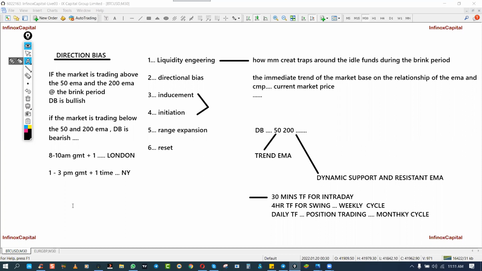Now, inducement equals to triggering traders to take a position in the wrong direction that is intended, okay? I hope that is a wrong direction.